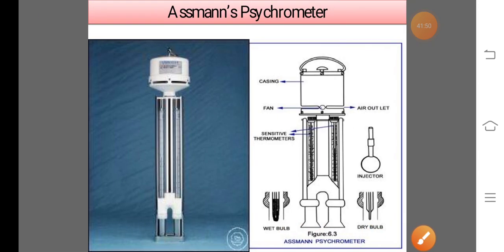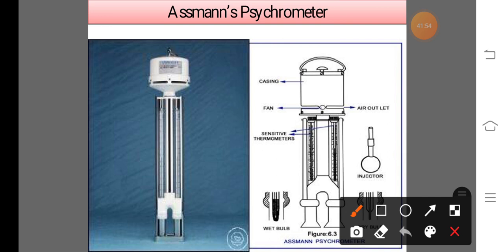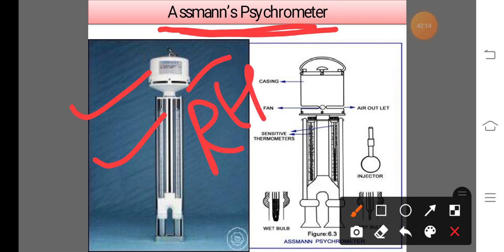So now next, this is the Assmann psychrometer. Assmann psychrometer is also known as the aspiration psychrometer. That means this is the aspiration psychrometer. It is also known as the Assmann psychrometer because the scientist Assmann discovered this psychrometer for recording the relative humidity in a cropped area, also dry bulb and wet bulb temperature in atmosphere or cropped area.